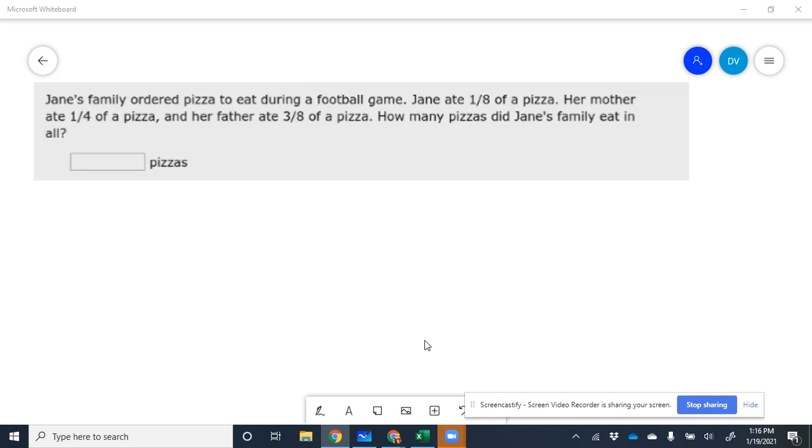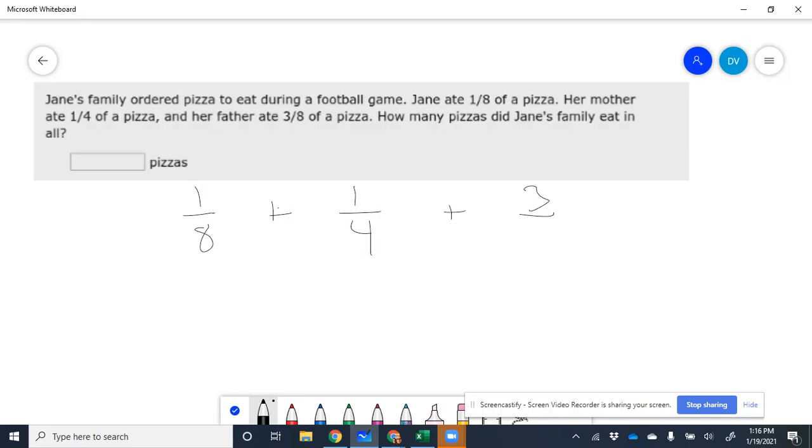Okay, so we're going to have to add some fractions here. It says Jane's family ordered pizza to eat during a football game. Jane ate 1/8 of the pizza. Her mother ate 1/4, and her father ate 3/8. Okay, so if we want to add these fractions, and then it says how many pieces did the family eat altogether? In other words, the total, which means we have to add them.